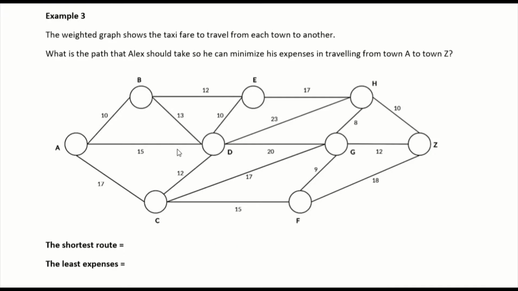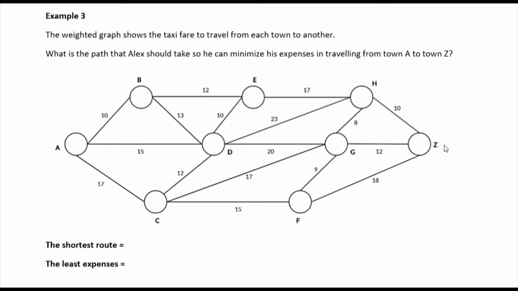Example 3: the weighted graph shows the taxi fare to travel from each town to another. What is the path that Alex should take so he can minimize his expenses in traveling from town A to town Z? Okay, so when you look at this, this is where you depart, and this is where you end.